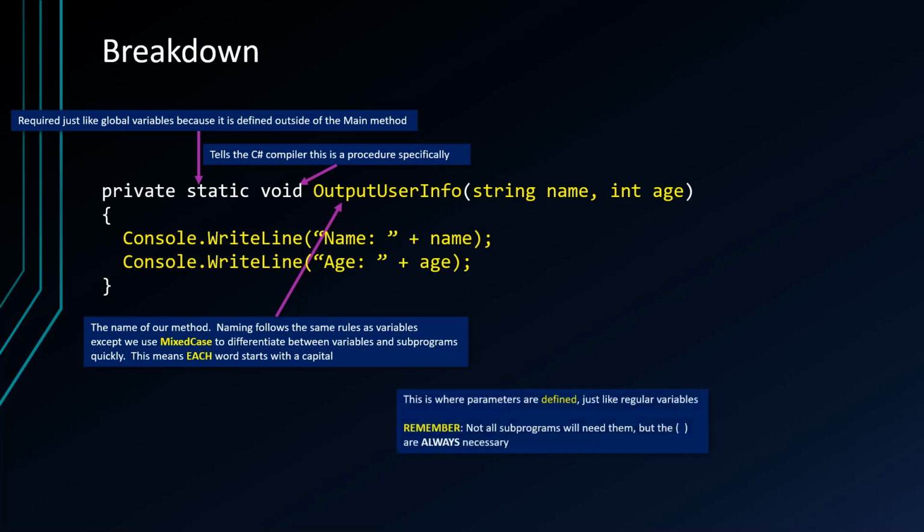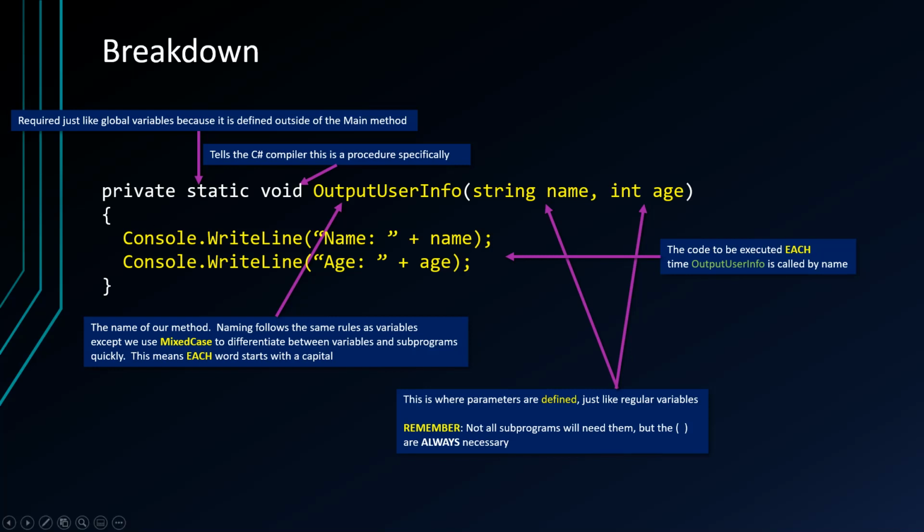Great. So on the side here, we see our parameters. This is where we're going to define our parameters. If you don't need any parameters, you just put the round brackets there and leave them blank inside. There's nothing wrong with that. Not all subprograms actually require data to do the job. Inside here, we have our code. Again, this is the code that's executed every single time we call OutputUserInfo by its name. Every single time. There's no variation to that at all.